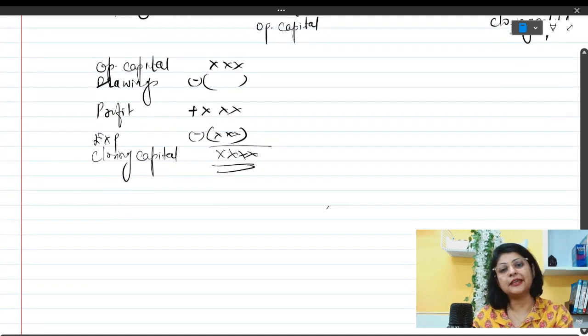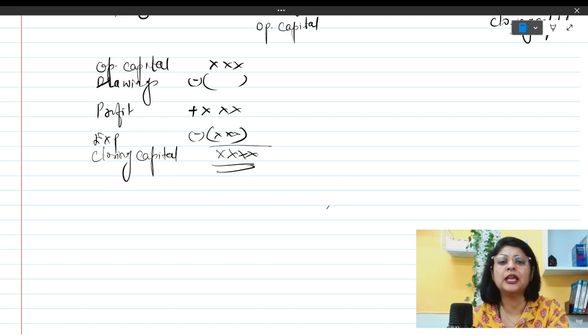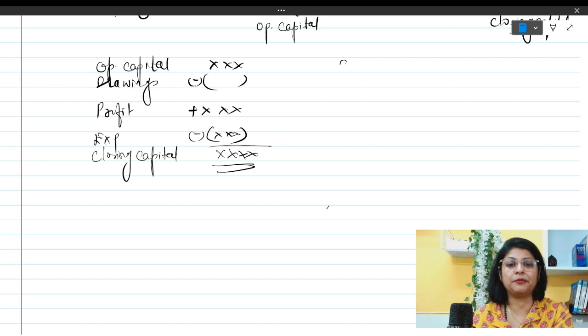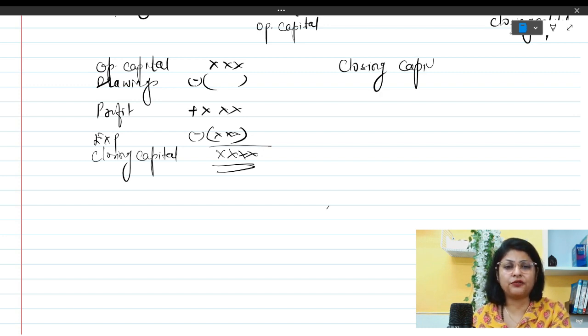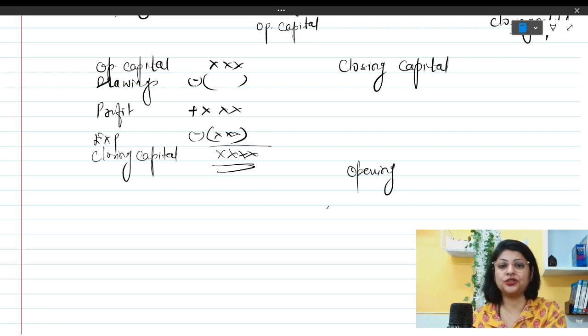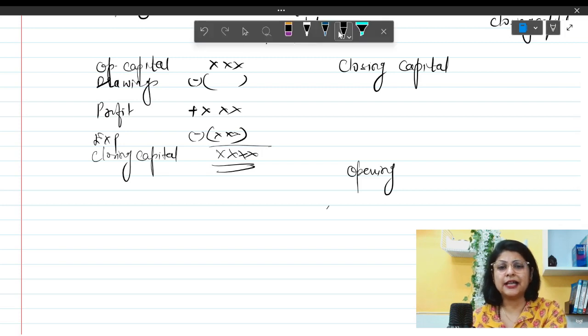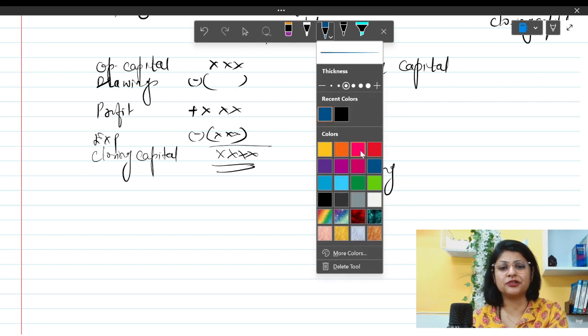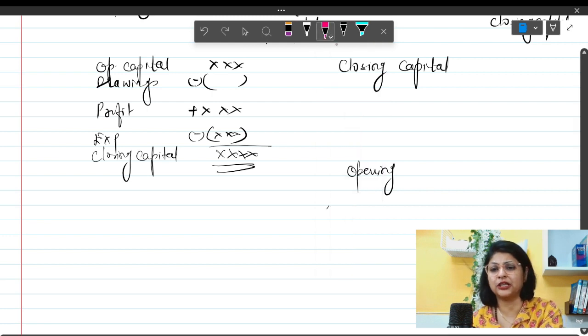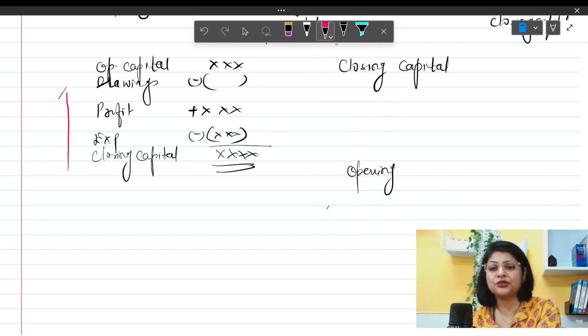But always the information is not going to come like this. Sometimes they can give you the reverse working also. What is the reverse working? Instead of giving opening capital, they will give you closing capital, and they will ask you to find out the opening capital. You will have to reach here, and let's suppose the same information. So now understand this, my arrows will get reversed. Why will my arrows get reversed? Because I am doing the reverse working, so I am going from this place to this place.